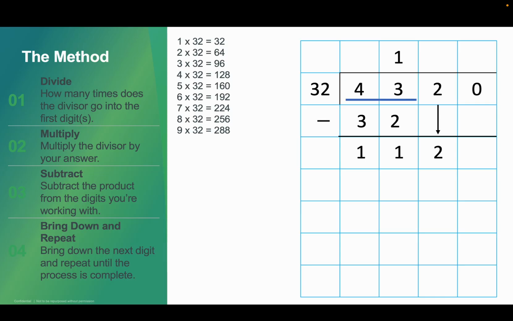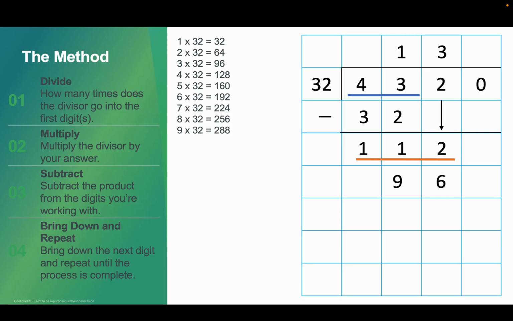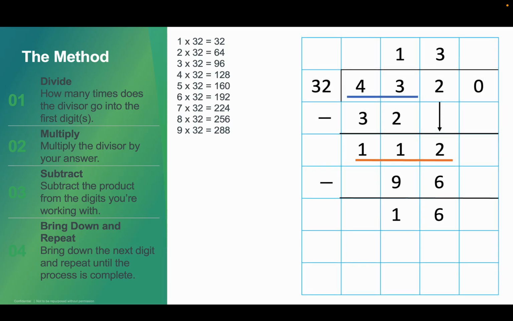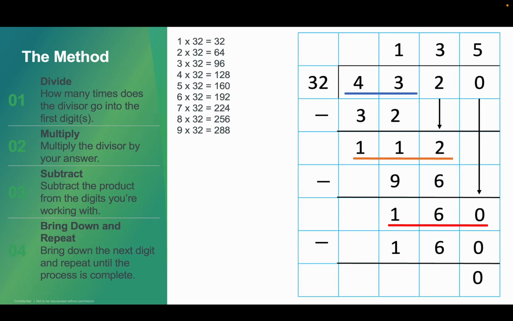Step 1, we ask ourselves how many times does 32 go into 112 without going over? The answer here would be 3 times. Step 2. We would then multiply 3 by 32 to get 96, writing this underneath our 112. Step 3. We would then subtract to find remainders. Next, we would bring down our 0 and repeat the process again. Step 1. How many times does 32 go into 160 without going over? The answer is 5.